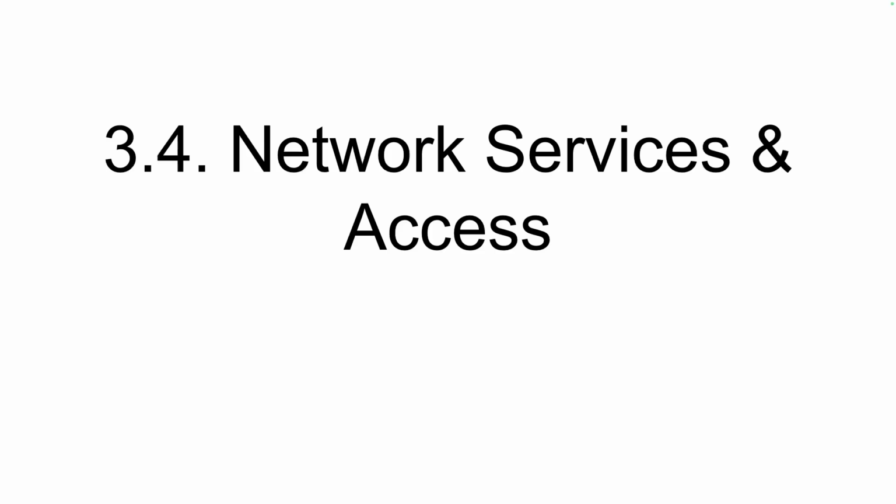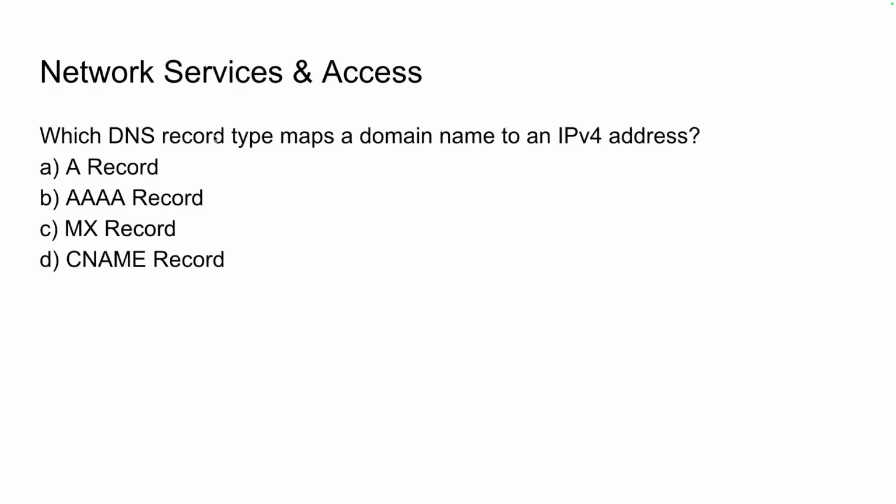Which brings us to our practice questions for network services and access. So let's jump into it. What DNS record type maps a domain name to IPv4? So A record is v4, quad A is v6, MX is for mail, and CNAME is to just make sure, you know, if they use example.com, it goes there. If it used www.example.com, it goes there. So for IPv4, it is A.